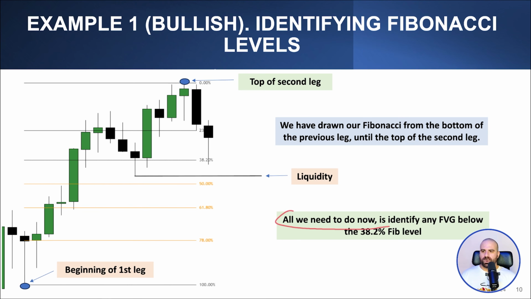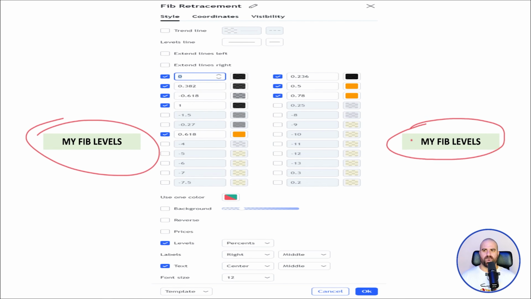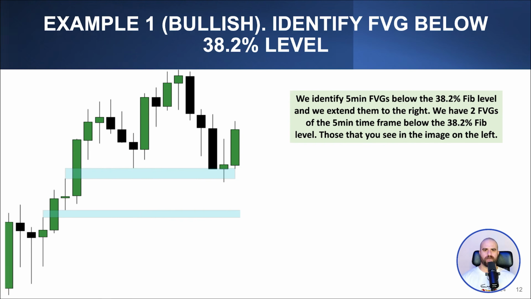Okay, let's proceed. So all we need to do now is identify any fair value gap, I'm saying of the 5-minute time frame. Of course, everything takes place on the 5-minute time frame, below the 38.2% Fibonacci level. Let's proceed. Here are my Fibonacci levels, by the way. For those of you who want to copy those Fibonacci levels, just pause the video and include those Fibonacci levels right here, and you will have exactly what you see on those PowerPoint slides. I will proceed. Do we have FVGs below the 38.2 Fibonacci level?